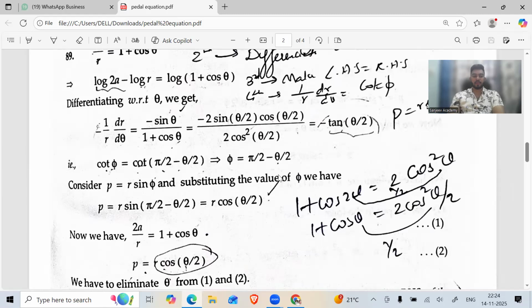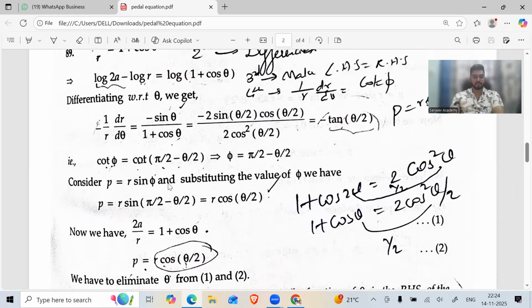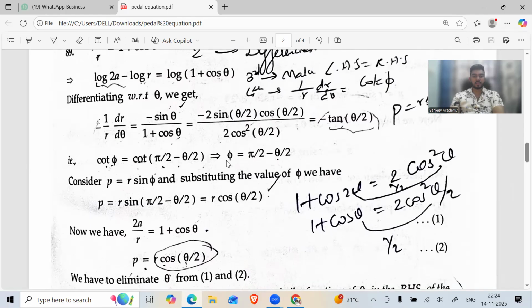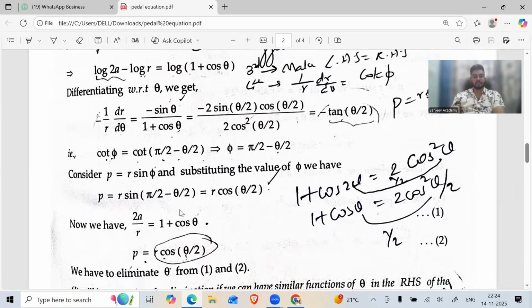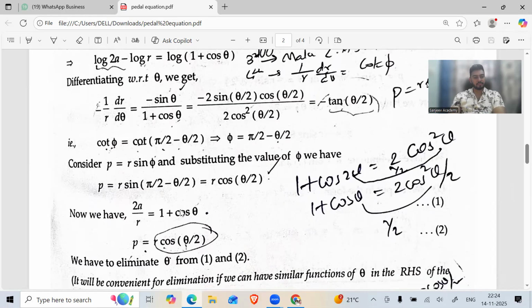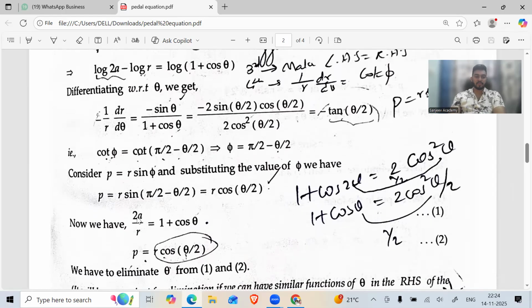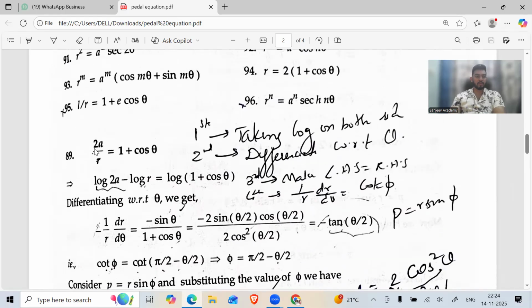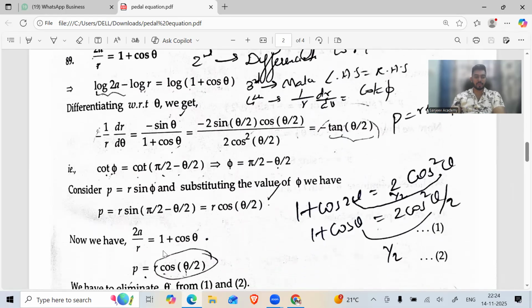Now coming to the pedal equation. We'll consider p = r sin phi. I hope up to this you're clear, the phi value. And now once we get this phi, I'll put it here: sin(pi/2 - theta/2). Sin(90 - theta/2) is cos(theta/2). Correct? Yeah. Now coming back to the question. What is the question? 2a/r = 1 + cos theta. Put that thing here.